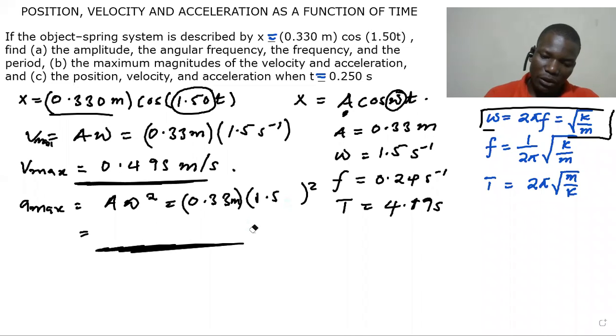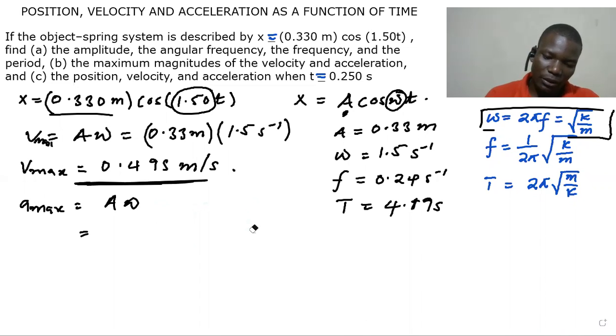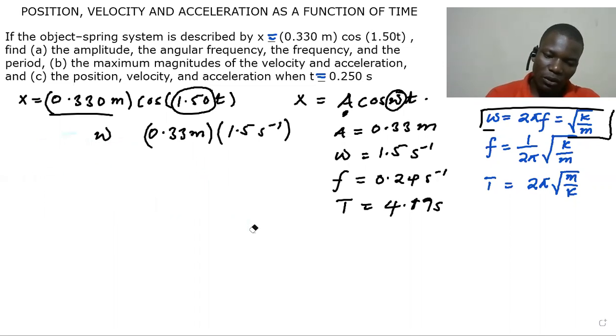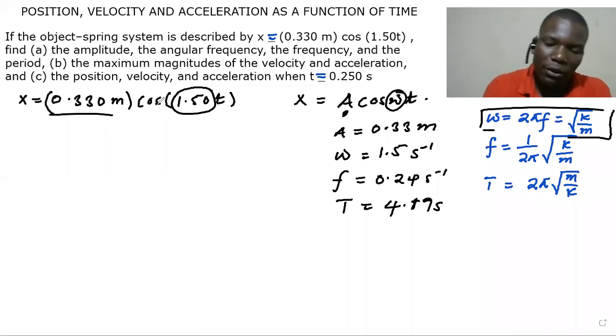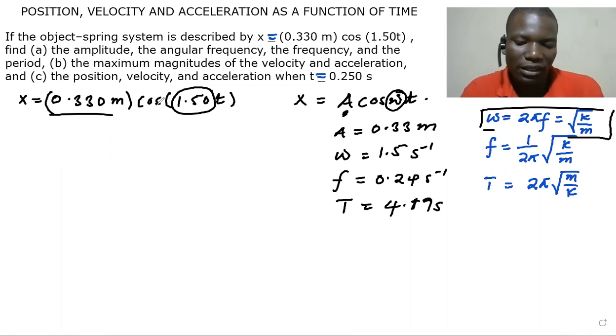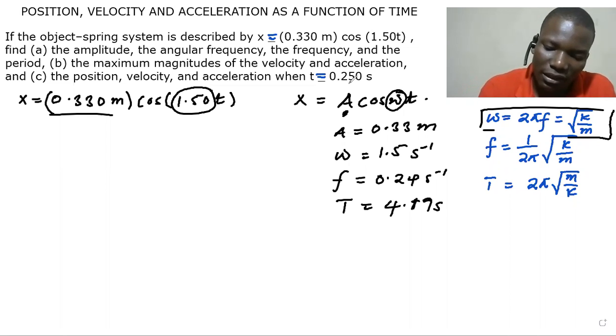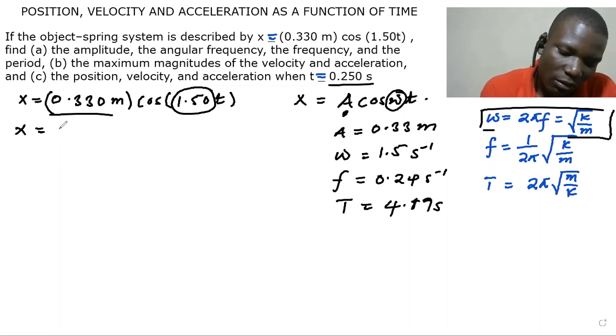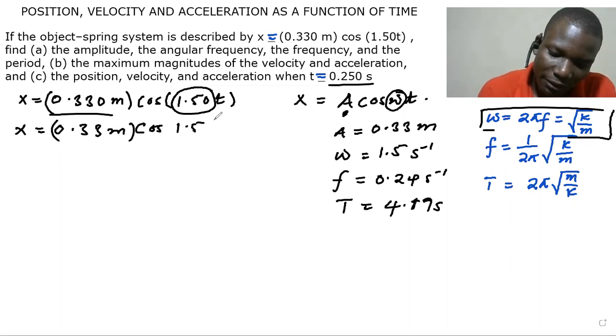How do we get the position now when time equals 0.25? So nothing new here. We already have the equation for position, so it's just to substitute wherever there is time with this time, which is 0.25. So we're going to have our position at 0.33 meters cos 1.5 times 0.25 seconds.